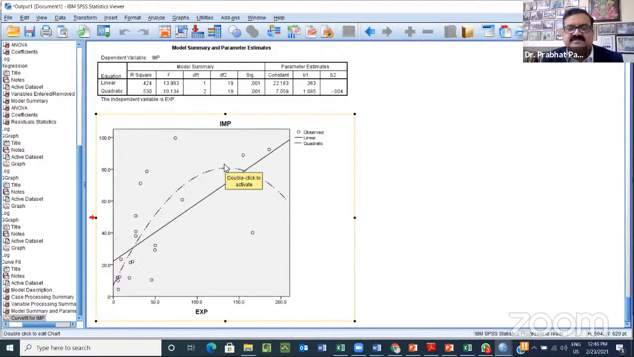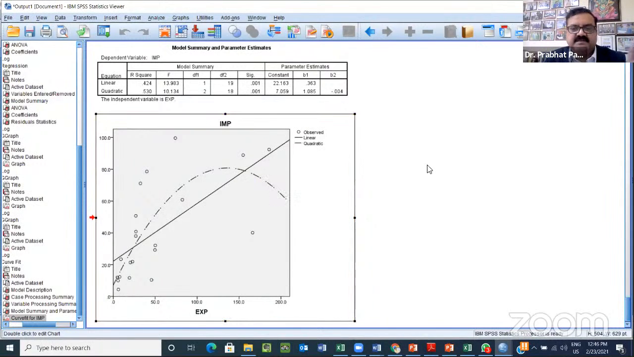And if you try to find out the second derivative, d square y by dx square is going to be less than 0. So that means it is going to fall after that. So you're going to get the maximum point and the upper turning point in this curve.